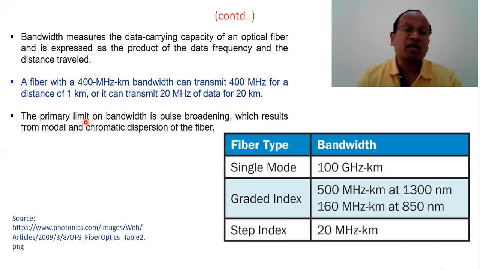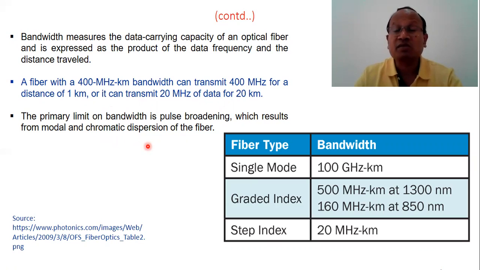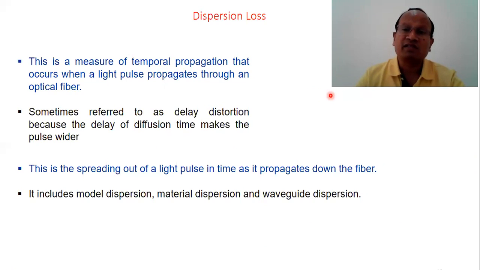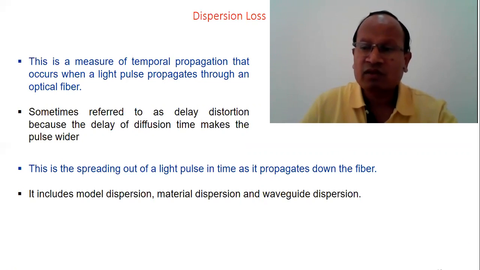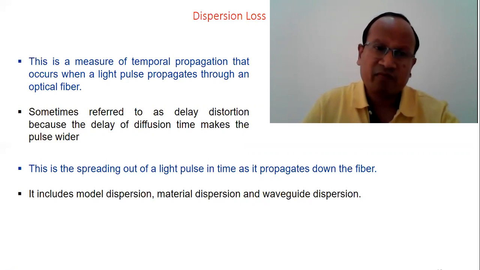The primary limit on bandwidth is pulse broadening. The main problem which happens is pulse broadening that results from modal and chromatic dispersion of the fiber. Pulse broadening, the pulse duration broadening. Because we know that light travels in the form of pulses, pulse broadening is a problem. So let's see what is dispersion loss.